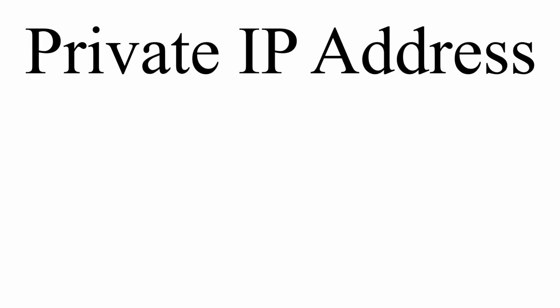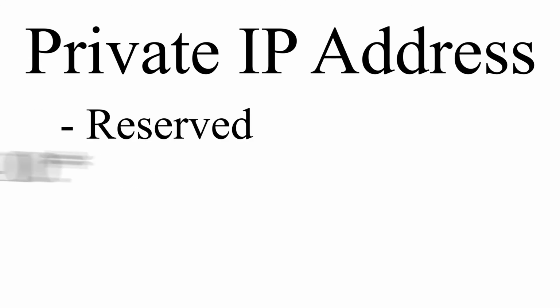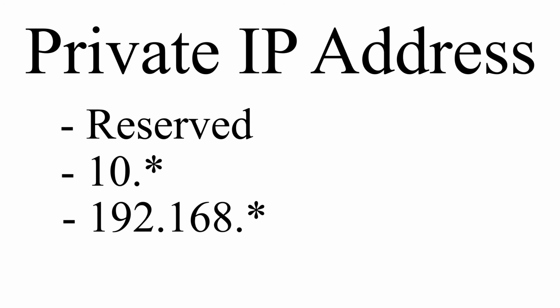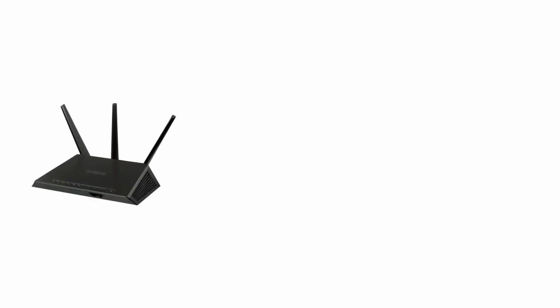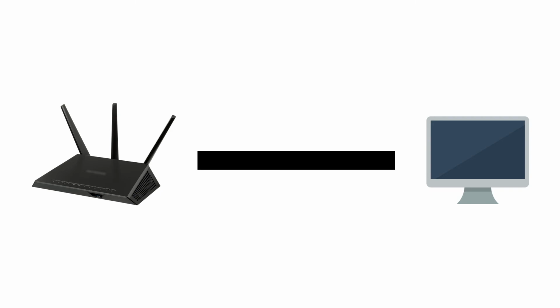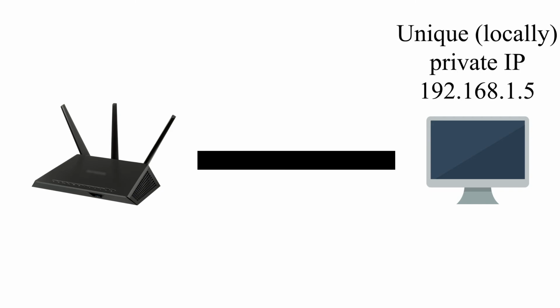But wait, how is the internet functioning and how does the router help in this situation? Well, this is where private IP addresses come into play. Long story short, there are a number of reserved IP addresses such as 10.anything or 192.168.anything. These IP addresses are prohibited to be allocated by the internet provider, and the only use of them is in private networks. So going back to a router, when your device connects to it, a router allocates a unique within-the-network private IP address.